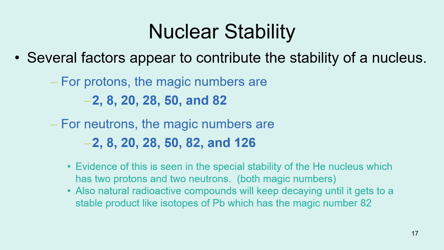Another thing to note is that 82 is kind of the magic number for protons. 82 is lead, and so actually all elements that have a number of protons greater than 82 generally decay until they get down to 82. Again, you don't need to memorize these, they are just to give you some idea that there are some things that are more stable than others.